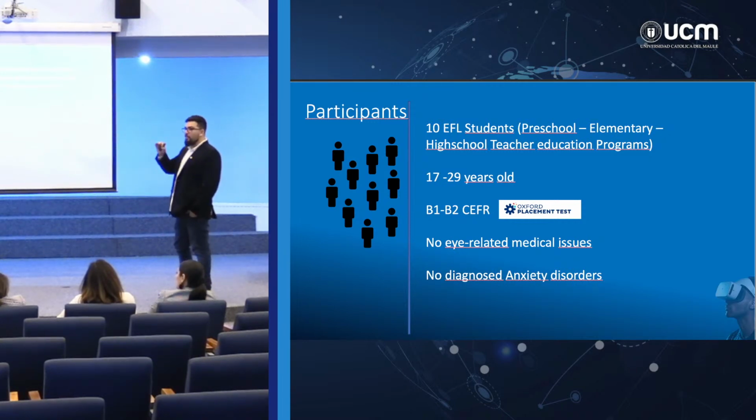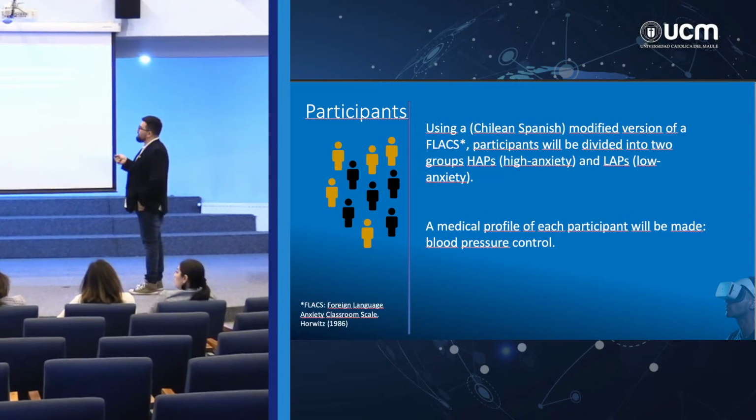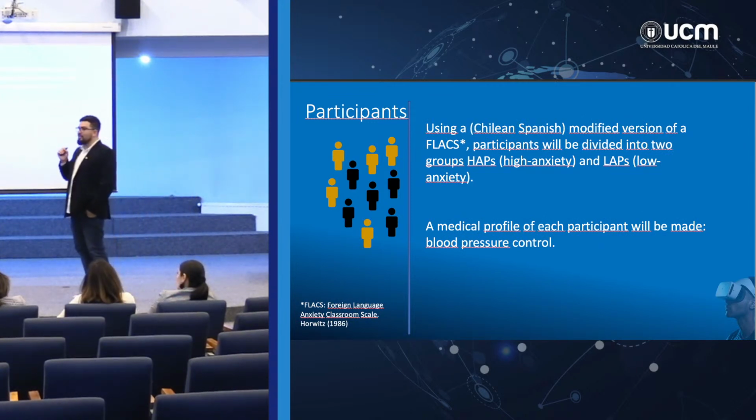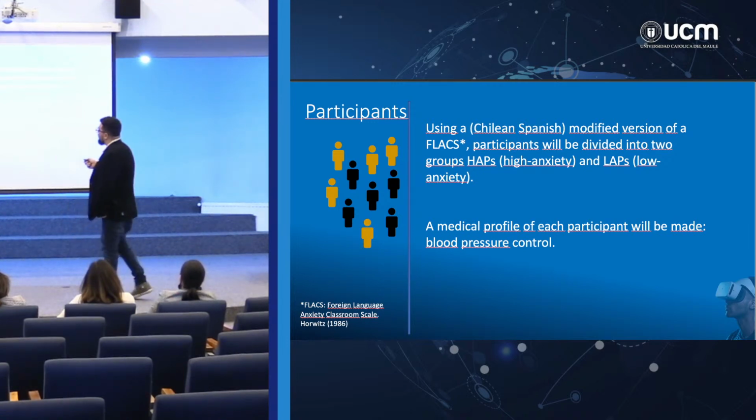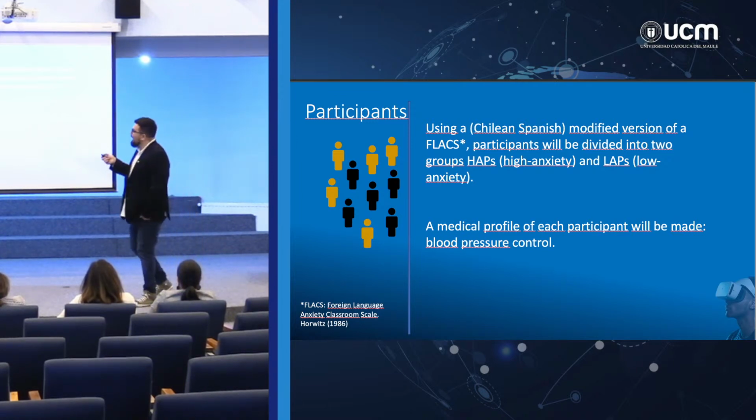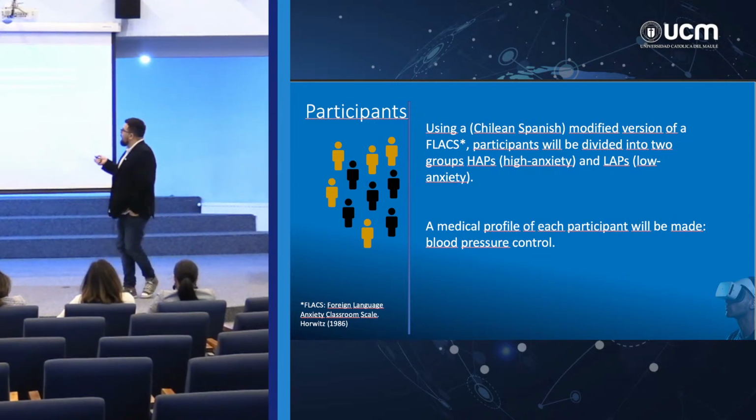And we are going to separate that group into two smaller groups, HAPS and LAPS, high anxiety and low anxiety. How are we going to divide them? Horwitz in 1986 made a test called FLCAS, that my teachers in Spain like to call FLACAS, which is the Foreign Language Classroom Anxiety Scale. That's 33 different statements that students need to say if they agree, strongly agree, or strongly disagree with the statement. It's a Likert scale. Okay?